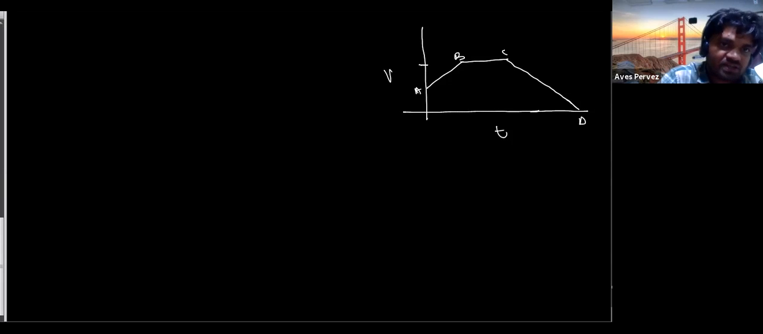Is the object's speed increasing or decreasing from C to D? It is decreasing. Very good.